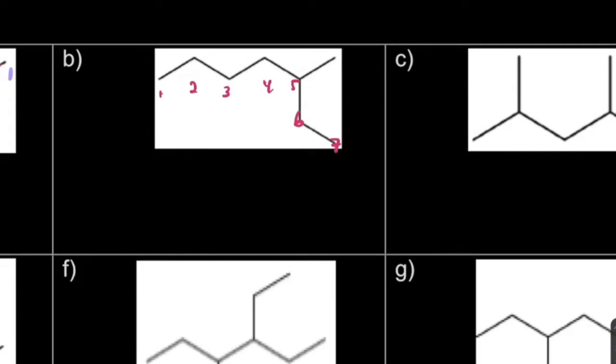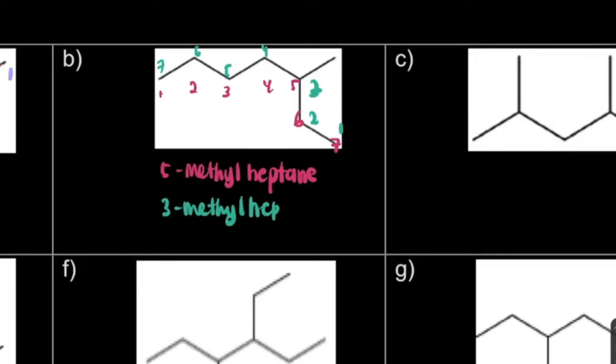Okay, tapi okay, kita tengok dia ada branch dia lah substituent dia, which is our CH3. So dia adalah 5-methyl heptane. Okay, tapi if I count here, contohnya from my right hand side from downwards, Miss akan dapat nama lain pula. I'm gonna got 3-methyl heptane.